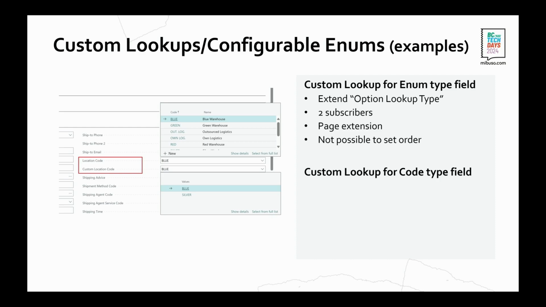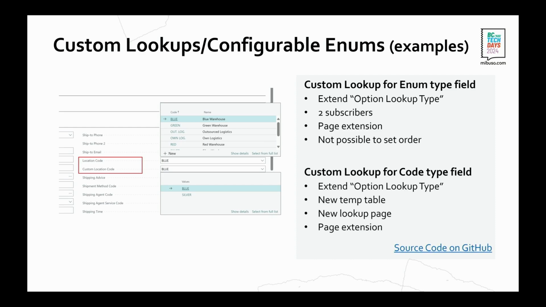Here we have the service order. And for example, we don't want to use all locations for the service document. So we can make our own lookup page, and for this we need to extend Option Lookup Type. We need to create a new temp table and a new lookup page. The good thing is that we can copy most of the code from the original one, and of course we need to extend the page that we are going to update. This code for this example, and the previous one, will be available on GitHub, so you can check it, try it, make your own examples.